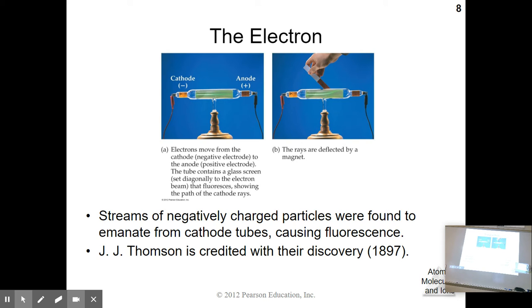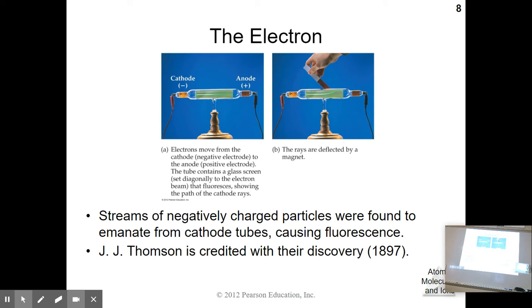Anyway, the electron was discovered by J.J. Thomson. J.J. Thomson is a very important name in terms of the history of the atom. He discovered the electron in 1897 using an experiment just like this. Okay, he had an anode and a cathode connected to some electricity. He had a glass screen in here. And basically, what he found was when he sent this stream of particles through here, he was able to deflect that stream of particles towards a magnet. Not only was it deflected towards the magnet, but it was deflected towards the positive end of the magnet, meaning that whatever particle it was had to have a charge that was negative. So that was how we discovered the electron.